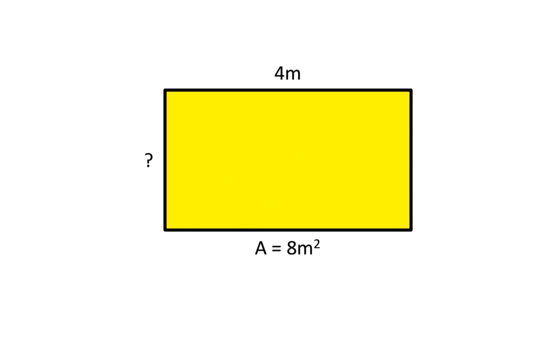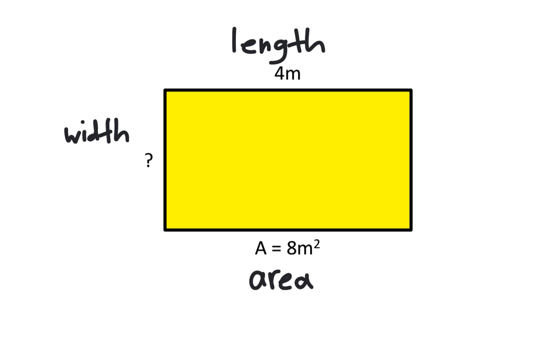Now, what if I gave you the same yellow rectangle, but this time I gave you its area and its length, and I wanted you to find its width? How would you do this? Would you use the formula of length times width, or would you use mental math? Well, many of you might opt to use mental math, thinking that 4 multiplied by some number will give us 8, and many of you would have guessed 2.